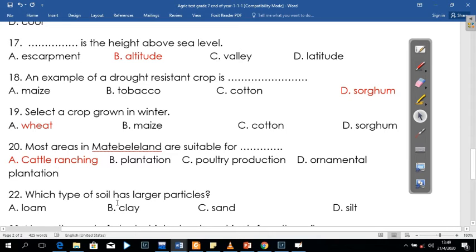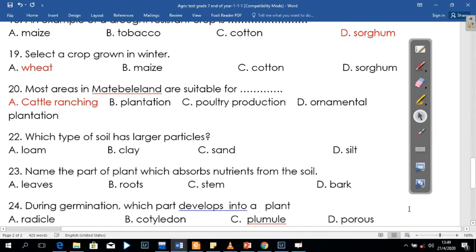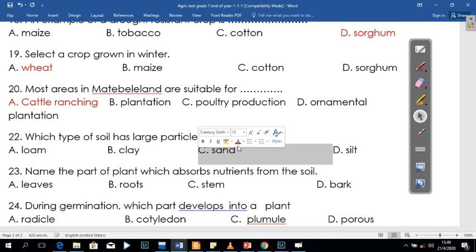Which type of soil has larger particles? Okay, let me just say large. Why not saying large? Why larger? Large particles, yeah. Definitely this would be, is it loam soil, is it clay soil, is it sand soil, is it the correct answer is sand. Sand soil has large particles. We have to know that.